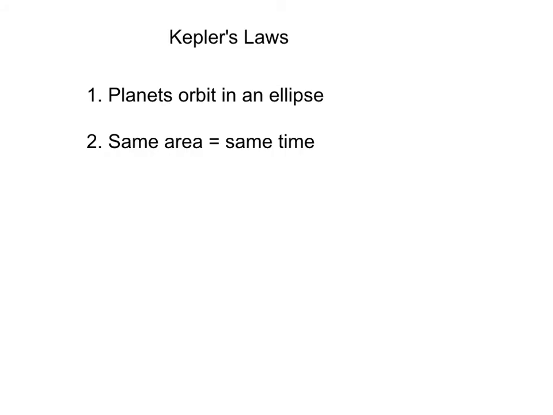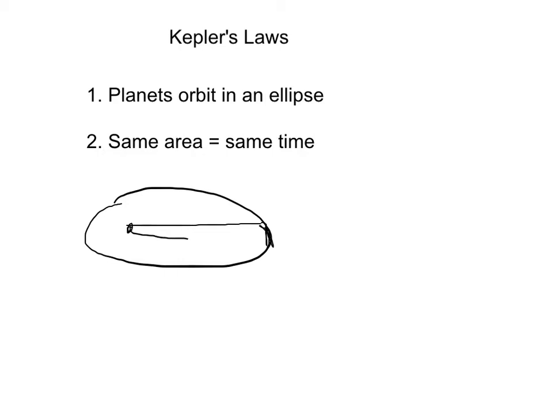Alright, Kepler's laws. You need to know that planets orbit in an ellipse, and that in an orbit, if you were to draw a line from the sun to the thing orbiting, as it sweeps along a certain arc, it will always take the planet the same time to cross through the same area. So if these two areas are equal, they happen in the same time.